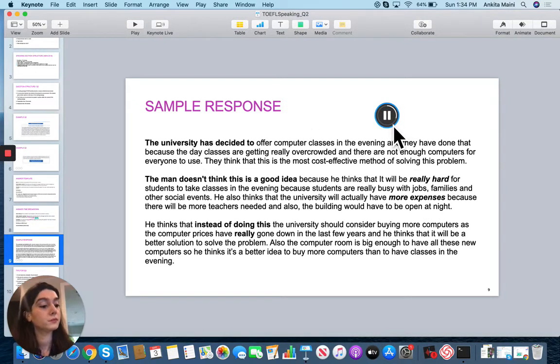The man doesn't think this is a good idea because he thinks that it will be really hard for students to take classes in the evening because students are really busy with jobs, families, and other social events. He also thinks that the university will actually have more expenses because there will be more teachers needed, and also the building will have to be open at night.